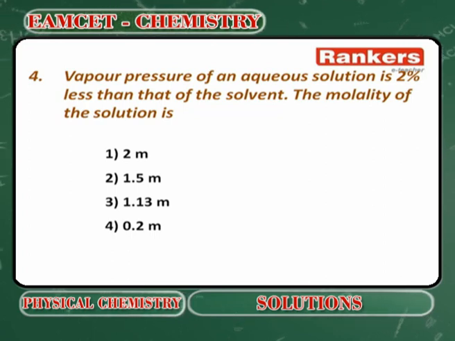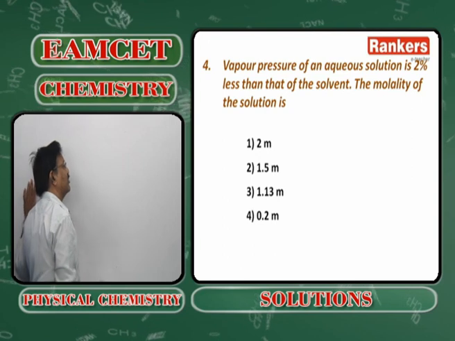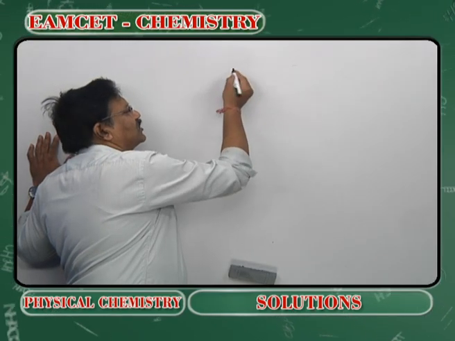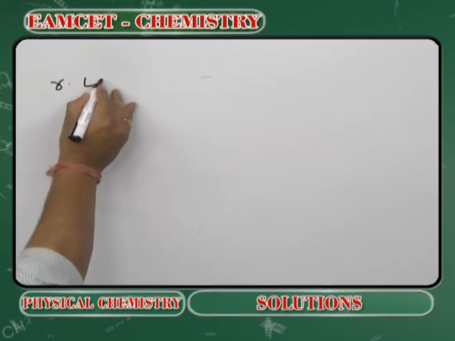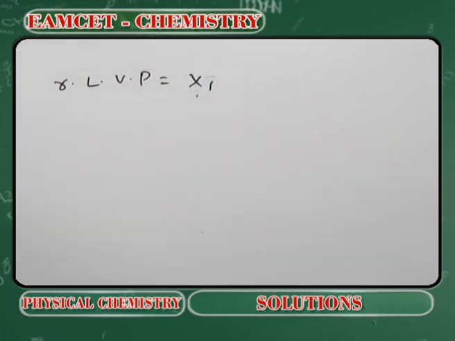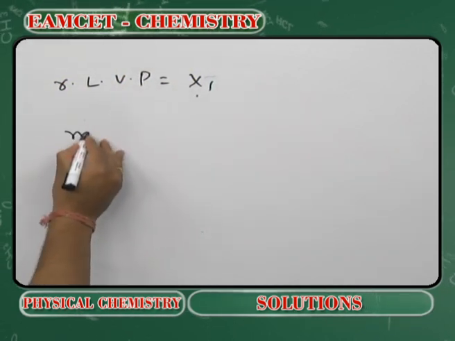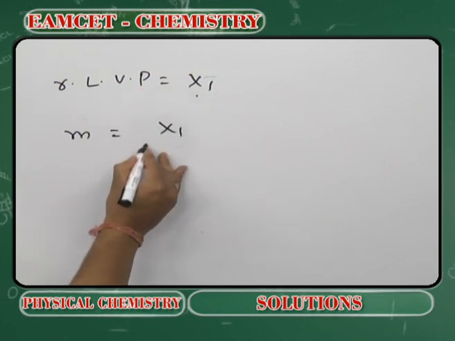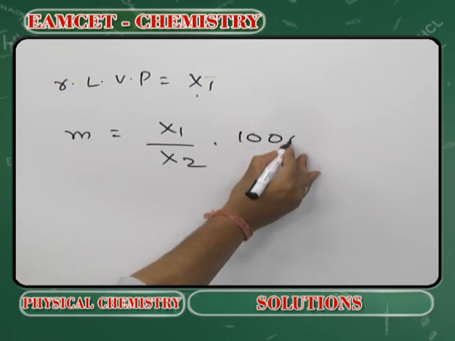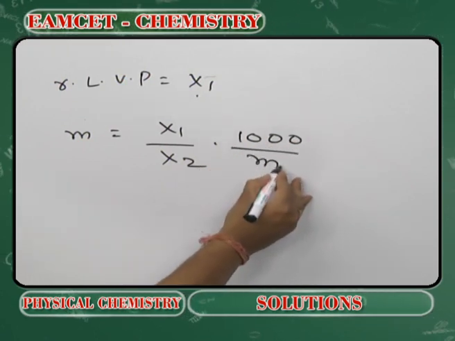The vapor pressure of an aqueous solution is 2% less than that of the solvent. What is the molality of the solution? Here, RLVP is equal to x1, and from the x1 value we can find the molality. What is the molality when mole fractions are known? Molality is equal to (x1 by x2) into 1000 by M2.